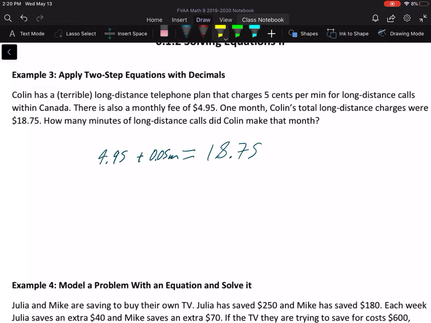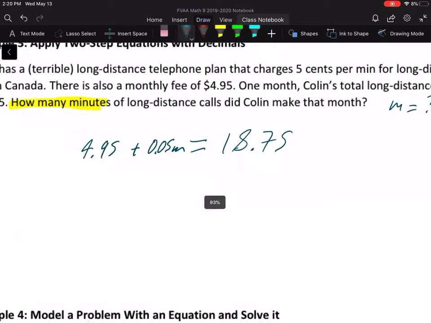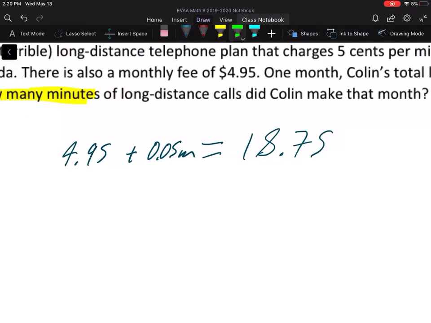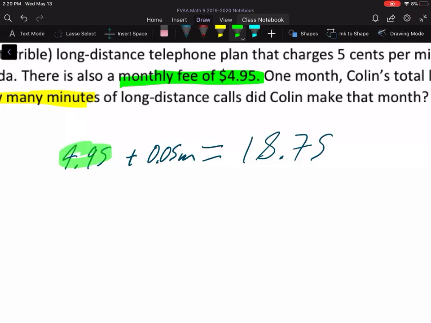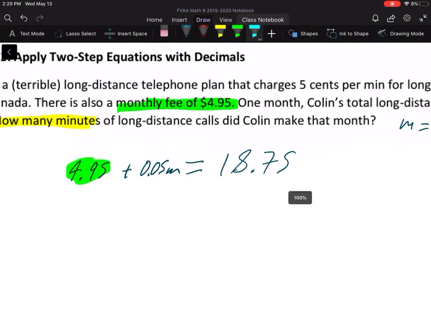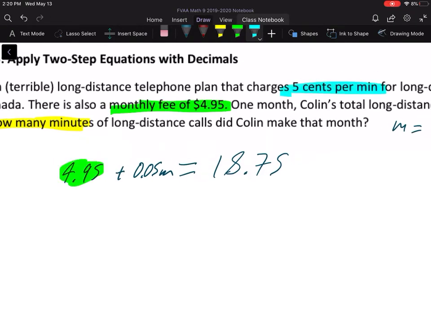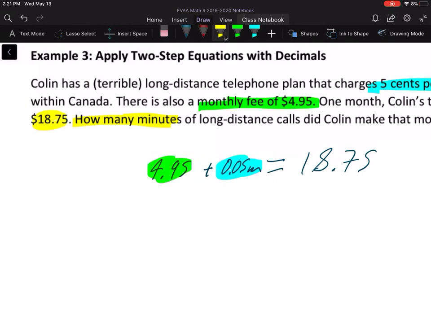And then they want to know how many minutes. What is the value of M? That's what they want to know. Okay, so I have the initial amount, plus the rate of change. You'll notice this language from last chapter. But the difference with this chapter is that it's now equal to something.